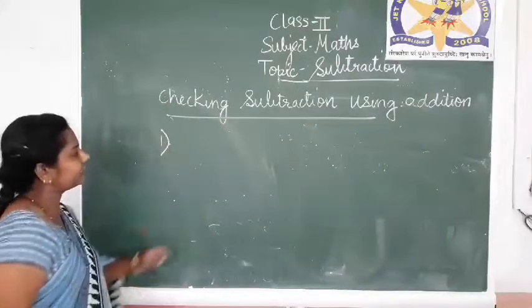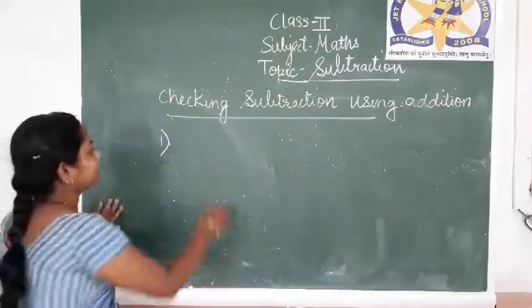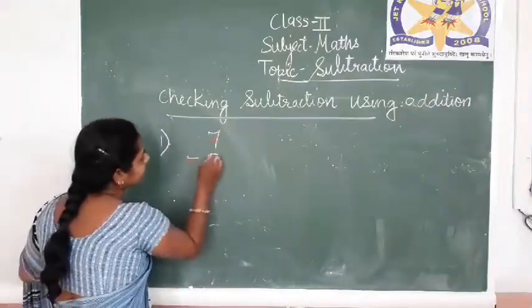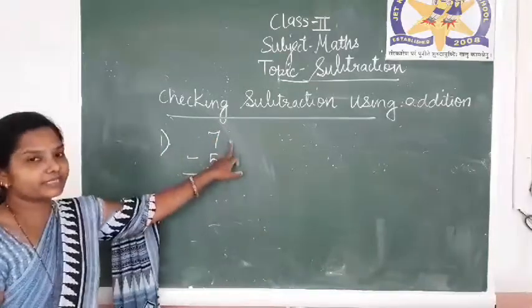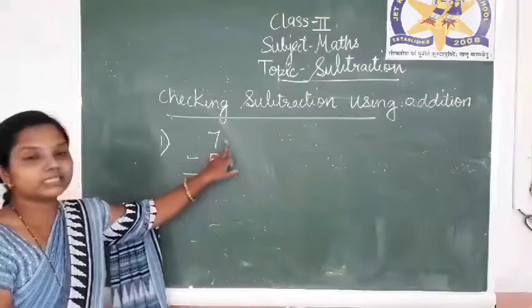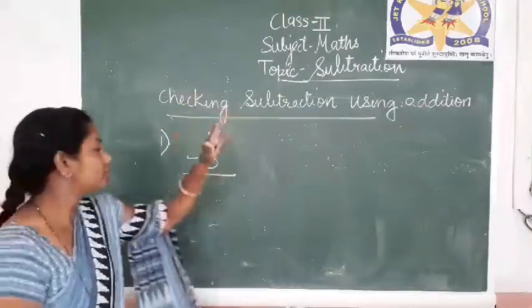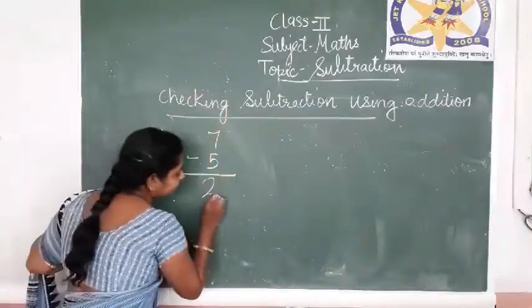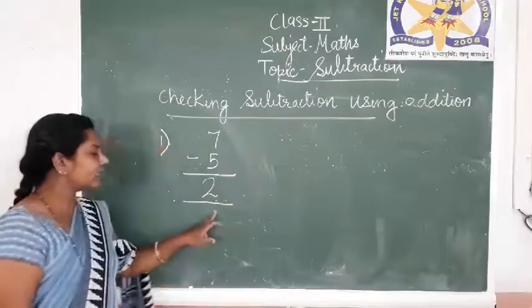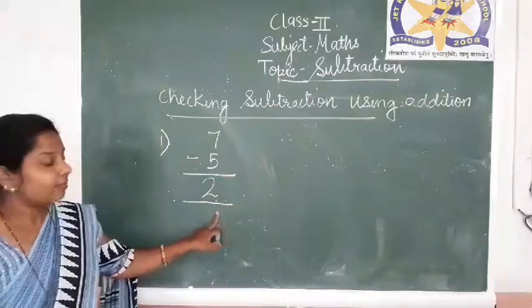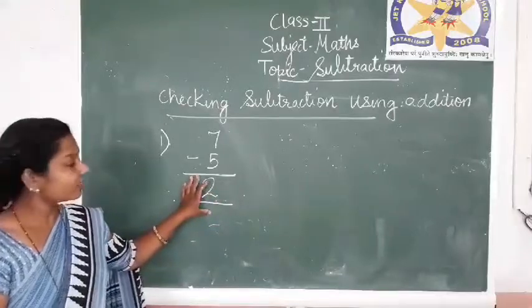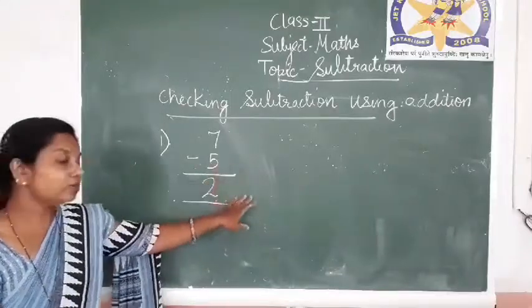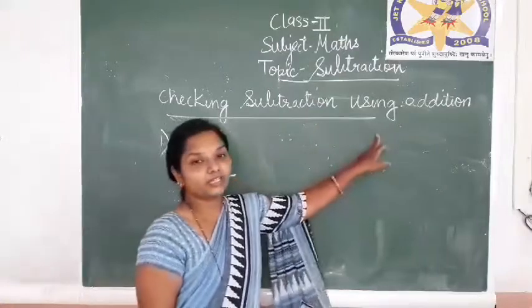Let us take the example of one digit subtraction. 7 minus 5. I am subtracting 5 from 7. After 5, count till 7. 6, 7. So what is the answer? The answer is 2. I know that I got the answer 2. But I want to check whether my answer is right or wrong. How can you do this? Yes, you can do this using addition.